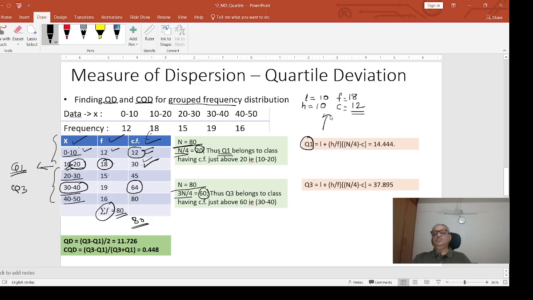Similarly, this is for Q1. I have to replace these values in this formula. I know n is already 80. So when I replace these values, I get Q1 is equal to 14.444.